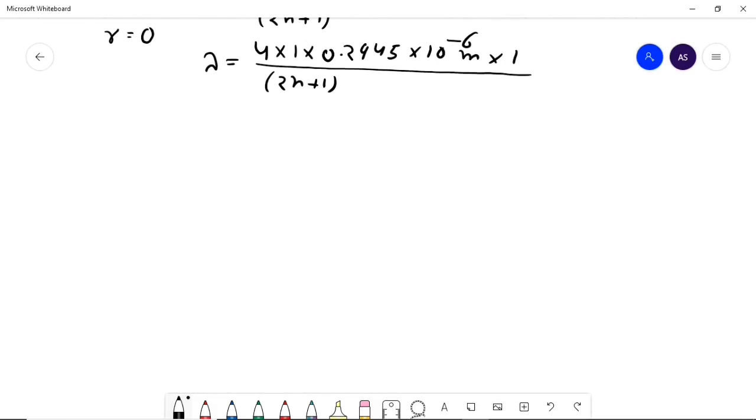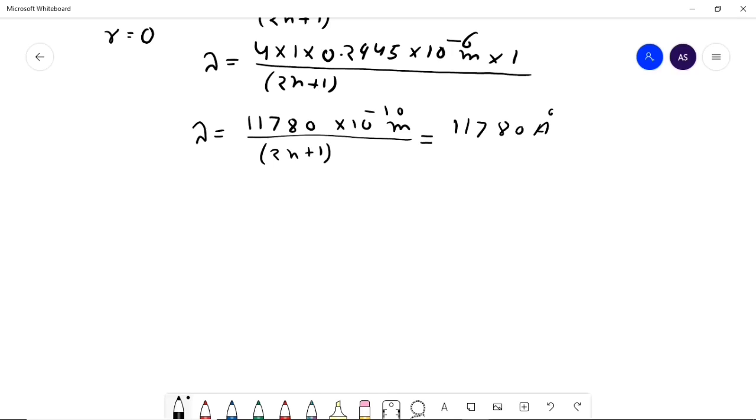Okay, now finally we can write the lambda in this form: 11780 into 10 to the power minus 10 meter divided by 2n plus 1, and also you can write like that: 11780 angstrom divided by 2n plus 1.